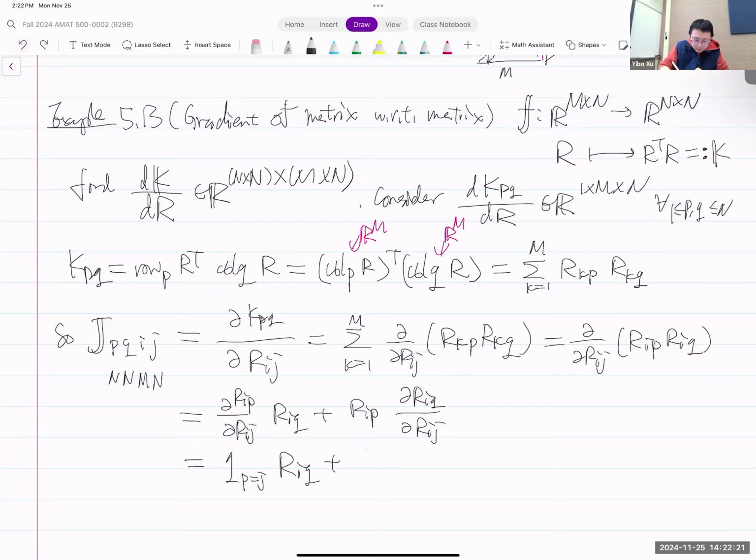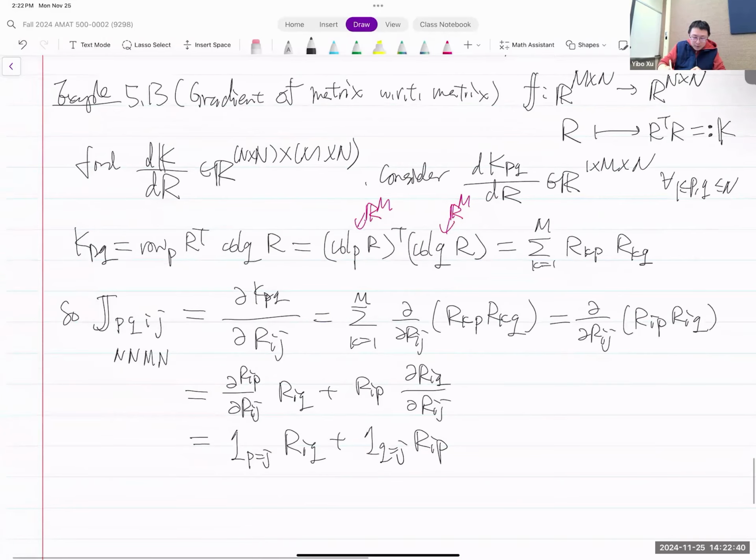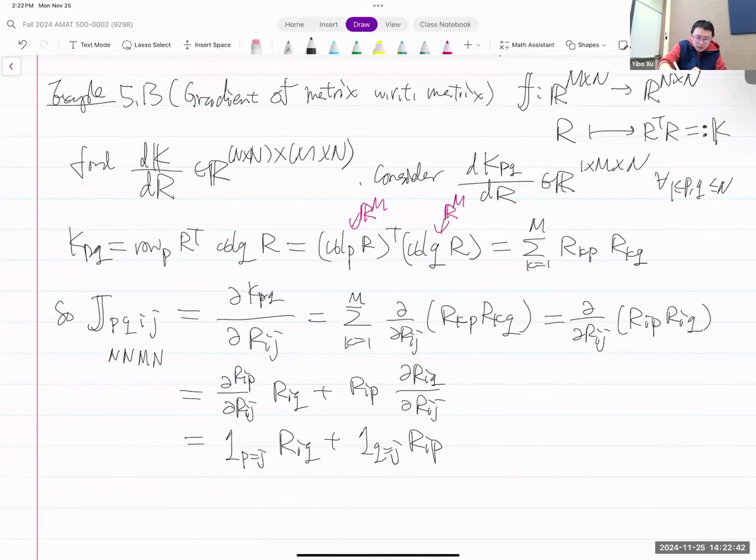Let me write out the indicator again. So here the second partial is only 1 when q equals j, times R_ip. So now you see we have a sum. If you treat each term as a tensor that you can construct, then this is actually a sum of 2 tensors.